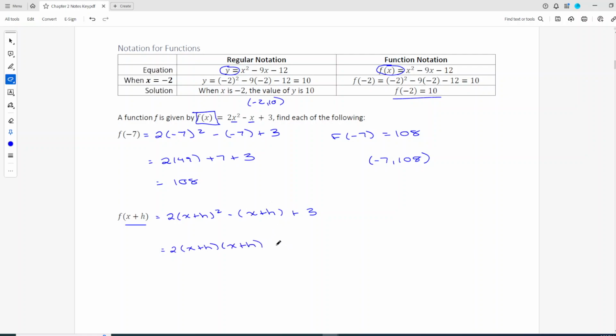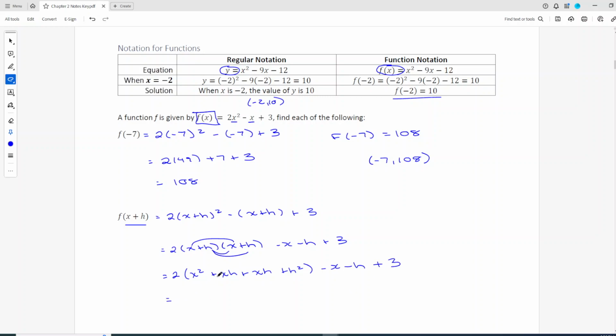I'm going to distribute my negative. Now I'm going to distribute my bracket. So x times x is x squared. X times h is xh. H times x is, I'm going to write in the same order, xh. And then h times h is h squared. Some people like alphabetical. I don't know why I wrote the x first. And then we have minus x minus h plus 3.